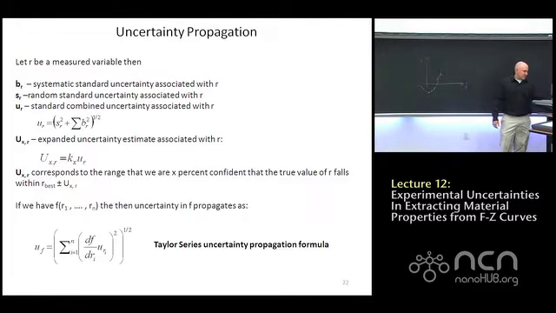To go from random and systematic uncertainties, I don't know what's up with my mouse. There we go. To go from random and systematic uncertainties to this combined standard uncertainty, which again is just terminology from the GUM, it's just the square root of the sum of squares of those as well. What's the GUM? Guide to the Expression of Uncertainty in Measurement, the ISO standard for doing this.